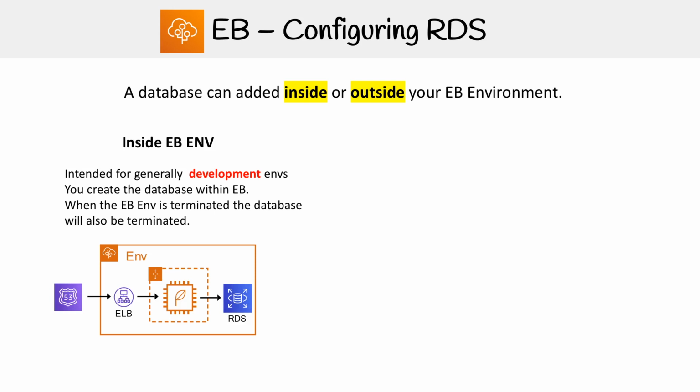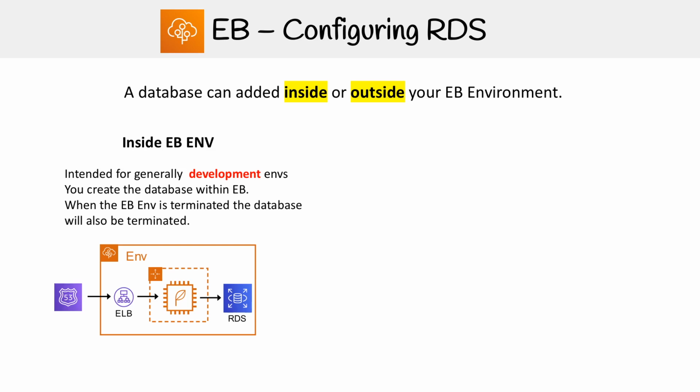So when you go to create an environment through the console, you'll have the option to create a RDS database. And if you are doing that, that means it's going to be within the Elastic Beanstalk environment. Now, the thing is, if you do this, that means whenever this environment is terminated for any reason, it will take out the database with it. So that means that generally this setup is for development environments.